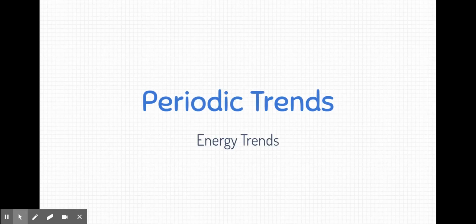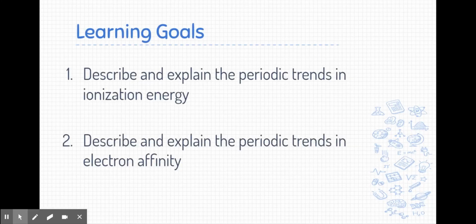Welcome to our next video on periodic trends, which is going to be looking at energy trends. In this video, we're going to take a similar approach to what we did with the size video, and we are going to describe or define ionization energy and electron affinity. For both of those, we are going to explain the periodic trends, and we'll go through an example of each to show how we explain it in terms of atomic structure.